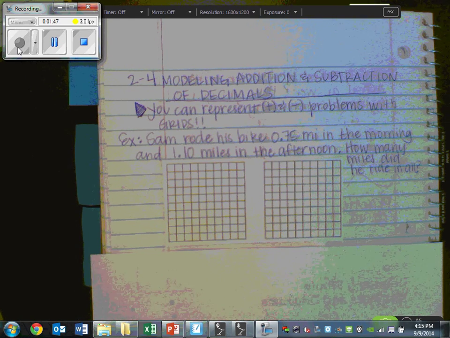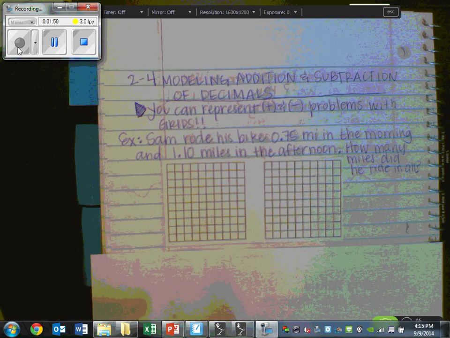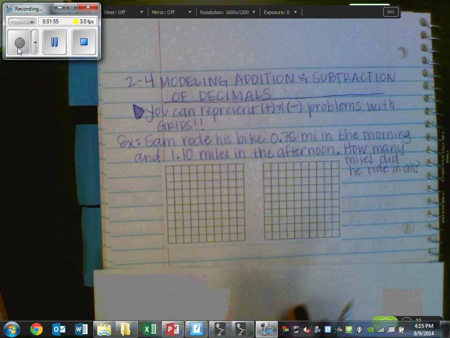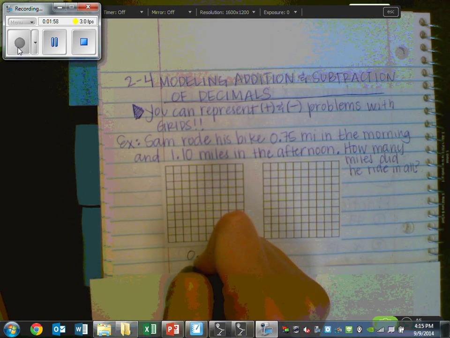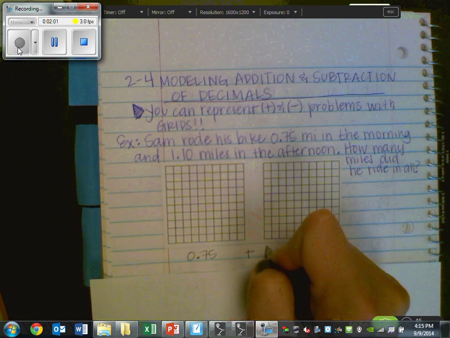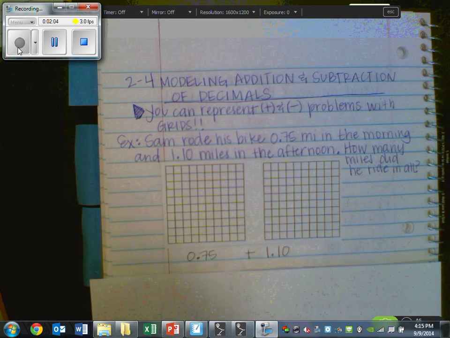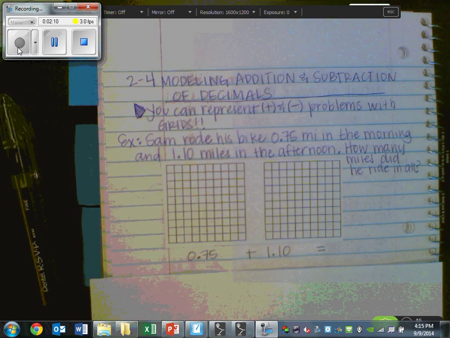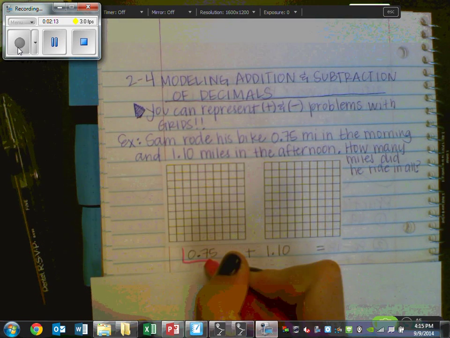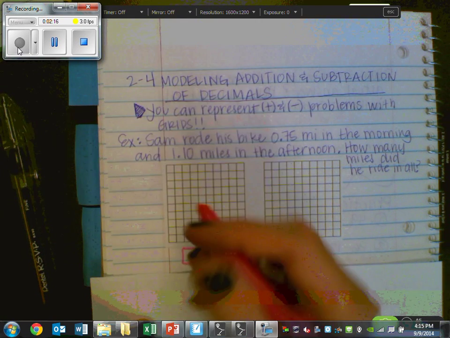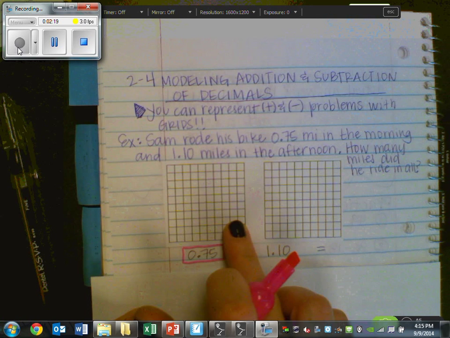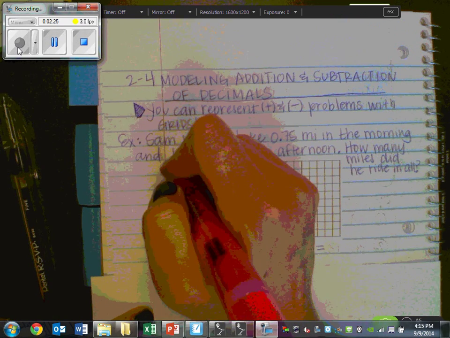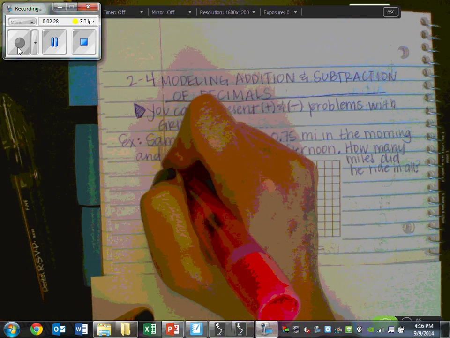Okay, so now the question is, how do we show this problem with a grid? Well, we know that it's going to be an addition equation. So we're going to have 75 hundredths plus 1 and 10 hundredths, and then we're going to represent that with these grids. So what you're going to do is take one color, and that's going to be your 75 hundredths. Since this one grid is representing one whole, I'm going to shade in 75 hundredths. So go ahead and do that.